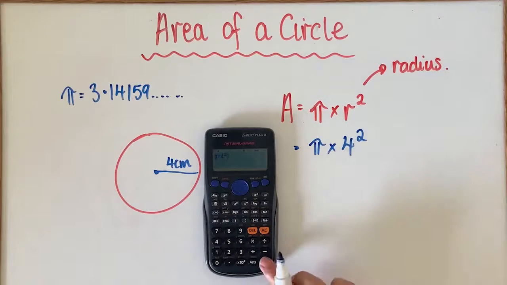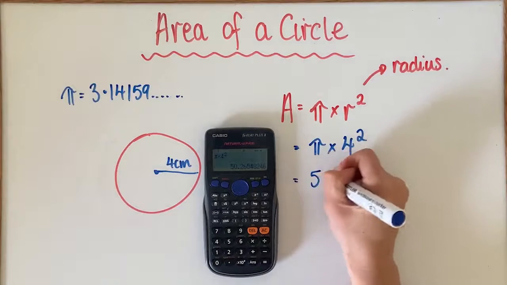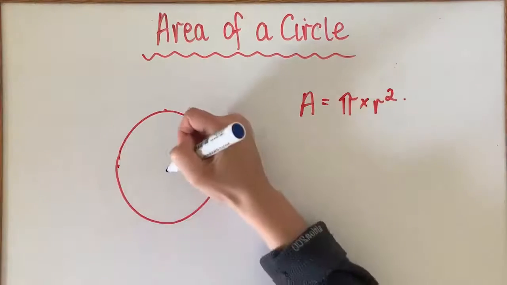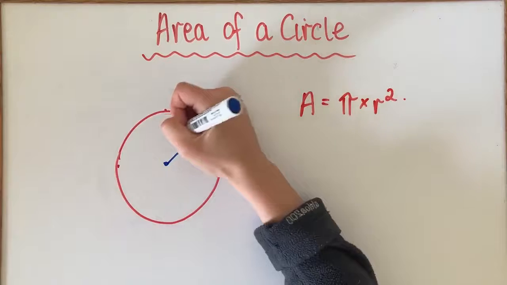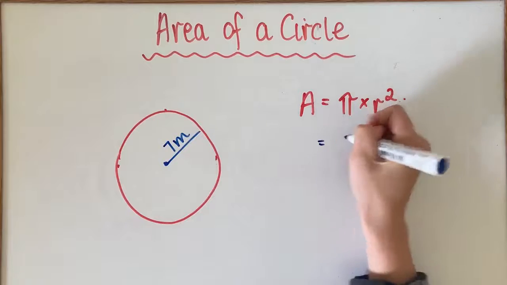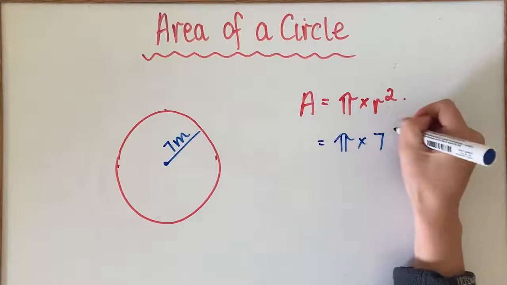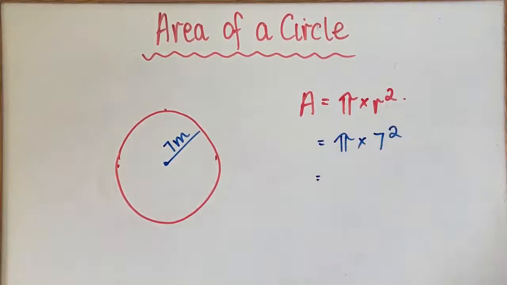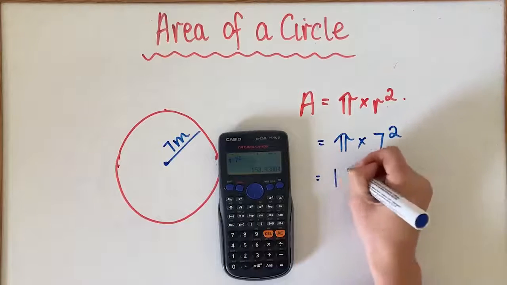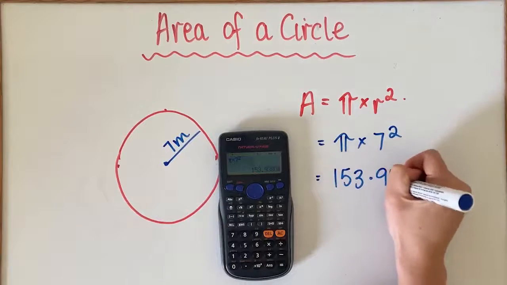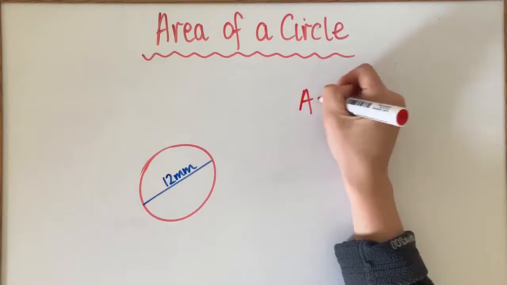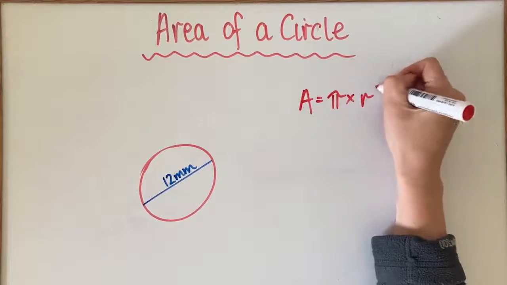I can use the squared button, or I can go 4 times 4, and that will give me 50.27 centimeters squared. Okay, so this time the radius might be 7 meters. So I'm going to write pi times 7 squared, which I can go straight to the calculator if I like, and go pi times 7 squared, and that's going to give me 153.94 meters squared.